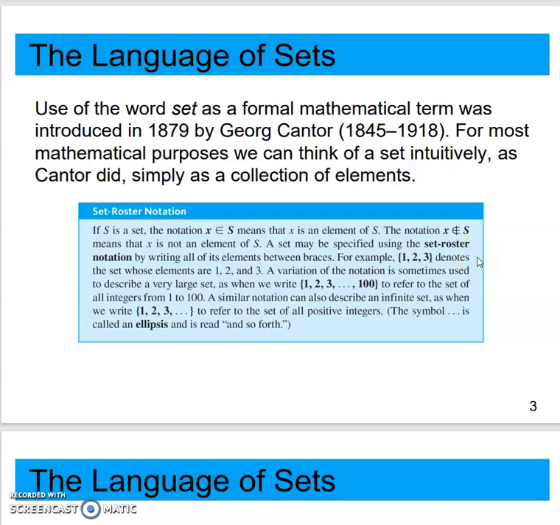A common way of writing sets is using set roster notation. That's when we basically list the elements, usually between squiggly brackets. And we can use ellipses if it's quite a long set. As a reminder, if you see the ellipses like we have here without a number, then we assume it does keep going. So this would be the set of positive integers.